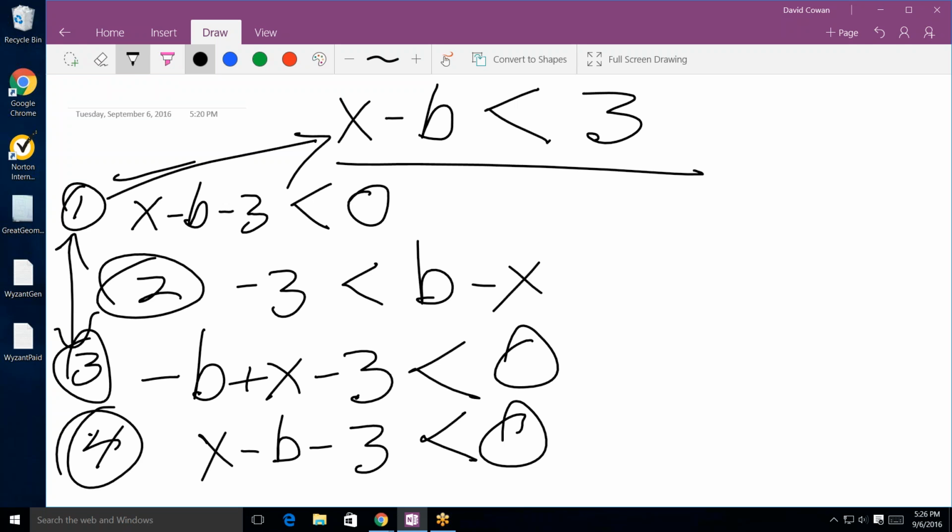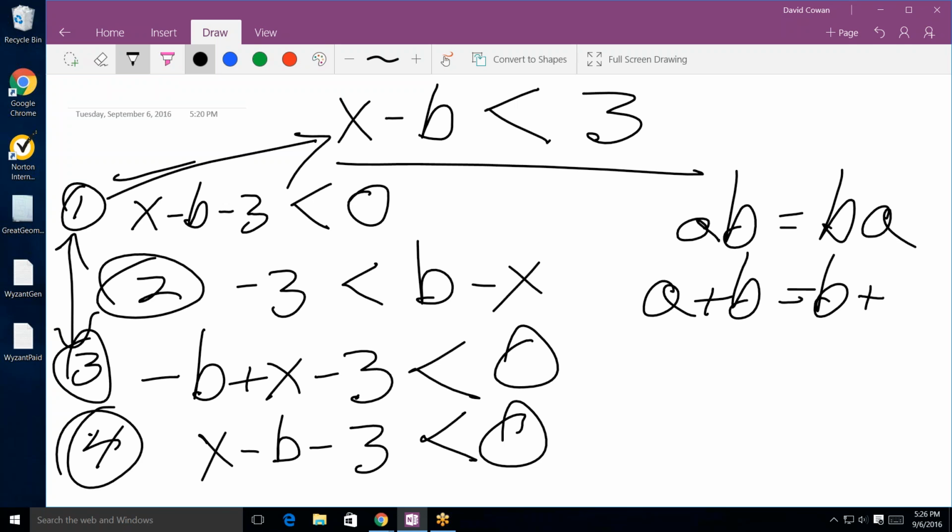So always remember that you can rearrange some stuff. It's just like a times b is the same as b times a. Well, a plus b is the same as b plus a also.